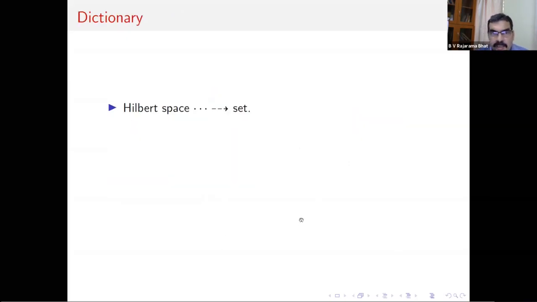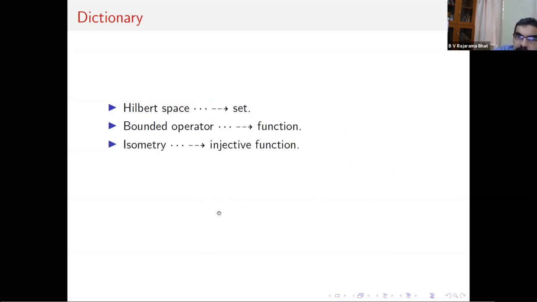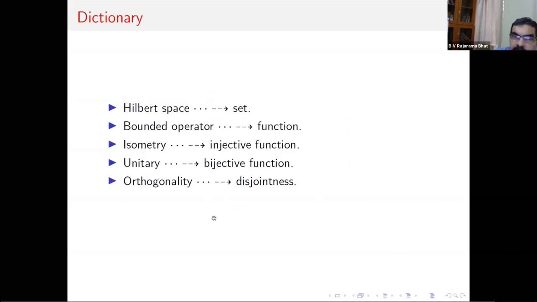So here is the dictionary. Hilbert space has become set. Bounded operator has become just a function. Isometry has become injective function. Unitary gets replaced by bijective function. Orthogonality becomes just disjointness. So, natural correspondences.